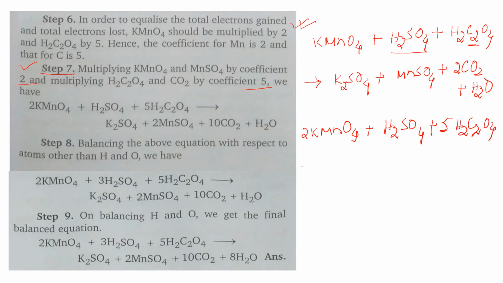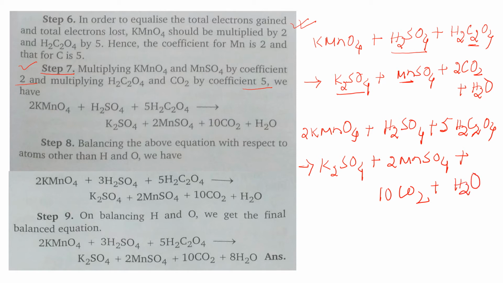Then on the right hand side, in K2SO4 neither Mn nor carbon is present, so I will write it like that only, K2SO4 plus, Mn is present here so it has to be multiplied by 2, so it will be 2 MnSO4. Now carbon has to be multiplied by 5 and I have 2 here, so it will be 10 CO2 plus H2O. Now see, this is my step number 7.